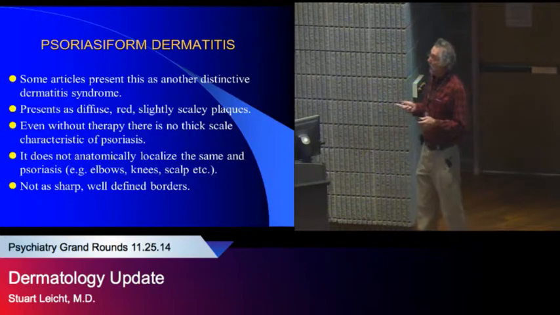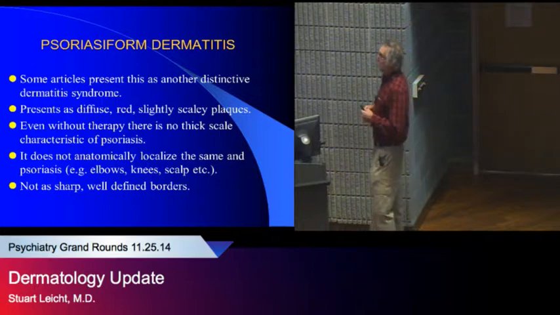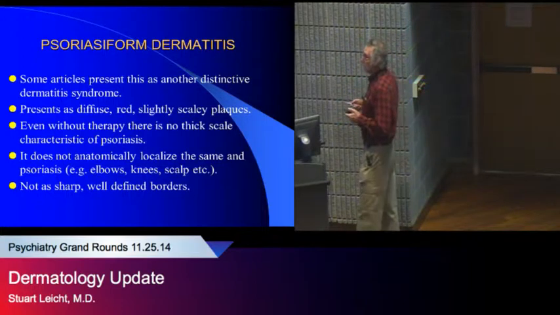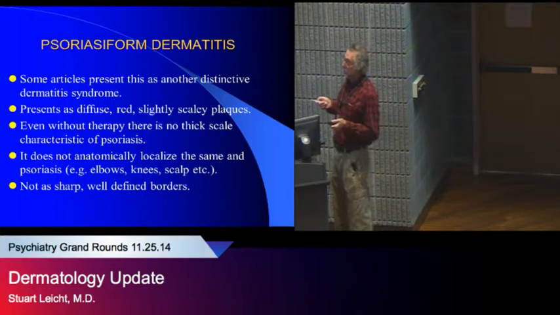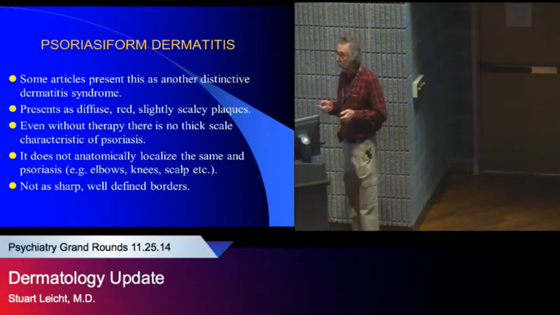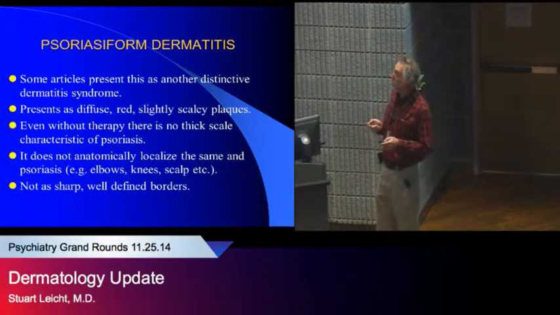Okay. Psoriasiform dermatitis, this is relatively new. Some articles present this as a distinctive dermatitis syndrome. It's a diffuse red, slightly scaly plaque. Even without therapy, there's no thick scaling. It's not characteristic of psoriasis. It doesn't localize to the same areas that you think about, the knees, scalp. And it's not as sharp, and it doesn't have well-defined borders.